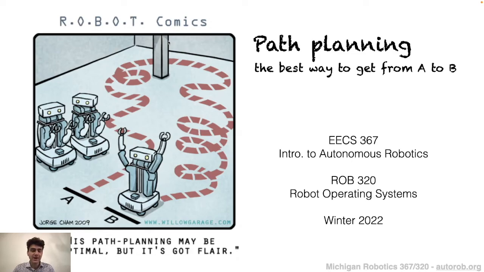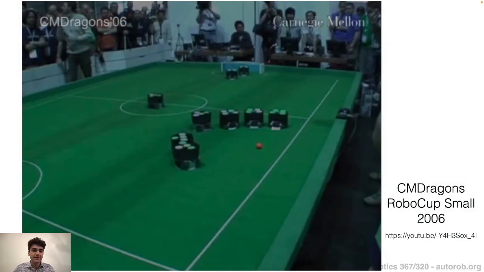That is, how can a robot efficiently calculate a path from some given point A, which could be a start location, to a given point B, which could be a goal location. So to start today's lecture, we're going to be looking at some concrete examples of real robotic systems that depend on path planning. In this first set of examples, we'll be looking at robots from RoboCup.